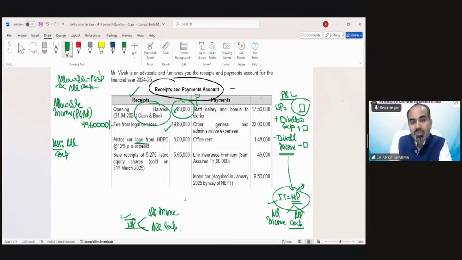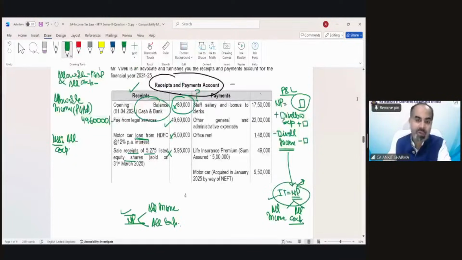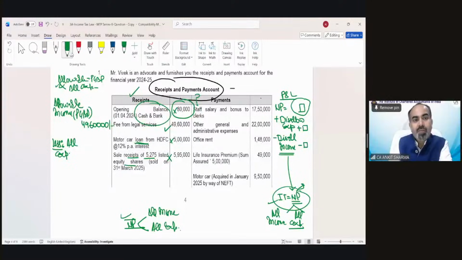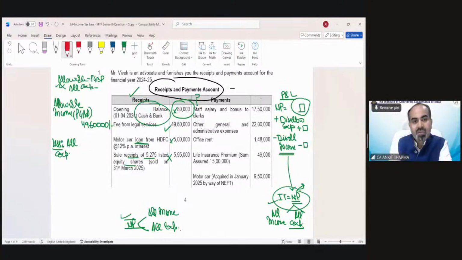Motor car loan. Loan is not my income. It's my liability. So we will not consider it. Sale receipt of listed equity shares, 5275. That would be my capital gain receipt, so not my business head of income. So no need to include it. So the receipt side has only these four items of information, out of which only one was relevant for the purpose of my provision, and we have considered it. That was 49 lakh 60,000. Any issue? Any problem? No.